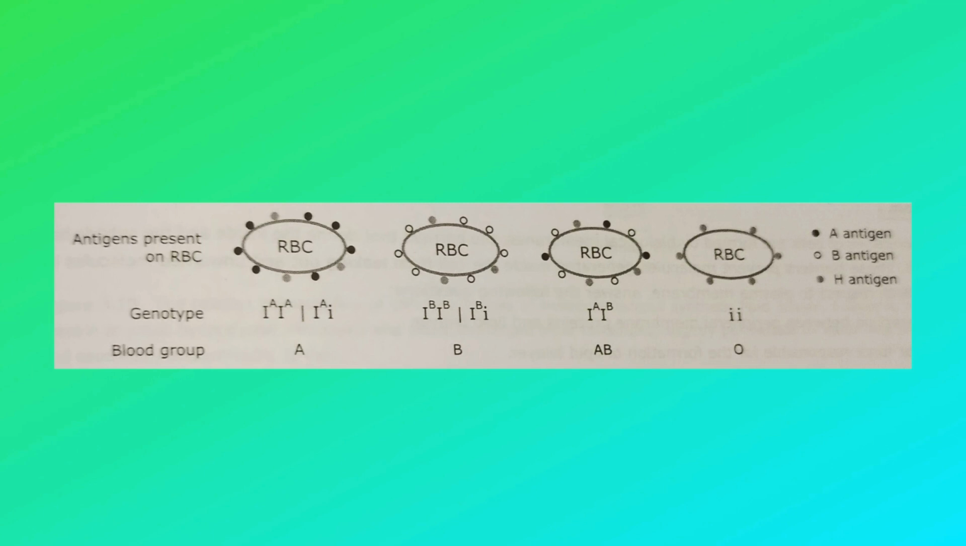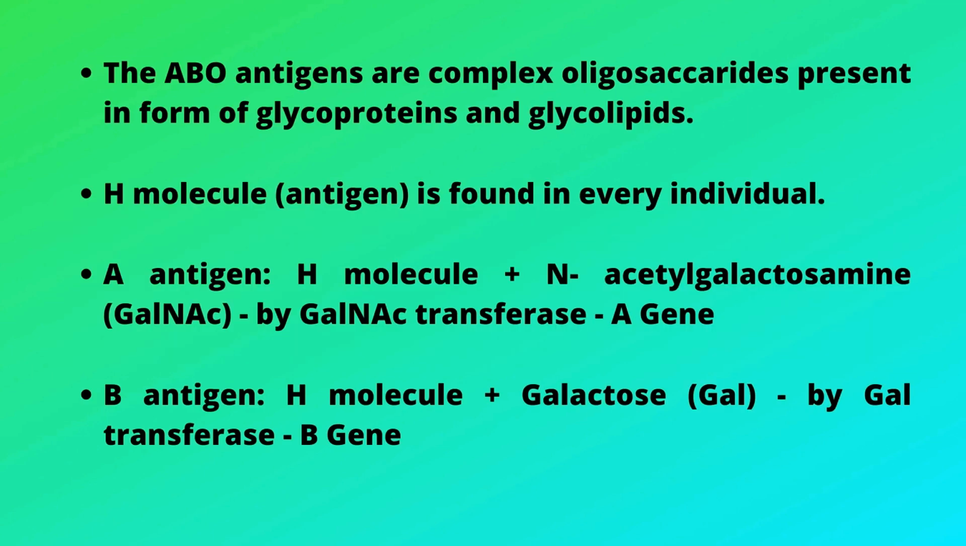Now, let us have a look at this diagram, which shows us the presence of H antigens and how they are present in all the blood groups irrespective of the presence or absence of the A and B antigen. So, what is this H antigen? The H antigen or H molecule is found in every individual. The ABO antigens are complex oligosaccharides which are present in the form of glycoproteins and glycolipids.